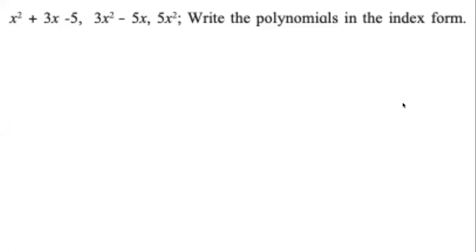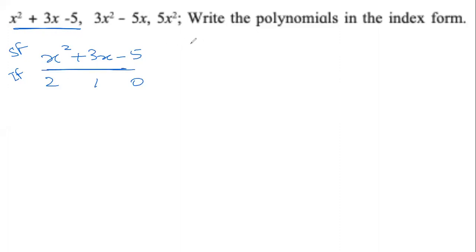First one, I'm picking up the first one. On the left hand side, this is the polynomial, x square plus 3x minus 5. Let us check the powers. Powers 2, 1, 0. It is already in the descending order, so it is in the standard form. Now let us see if all the powers are there. We have 0, we have 1, we have 2. It is already in the index form. Easy question I got. It is already in the index form. No change.